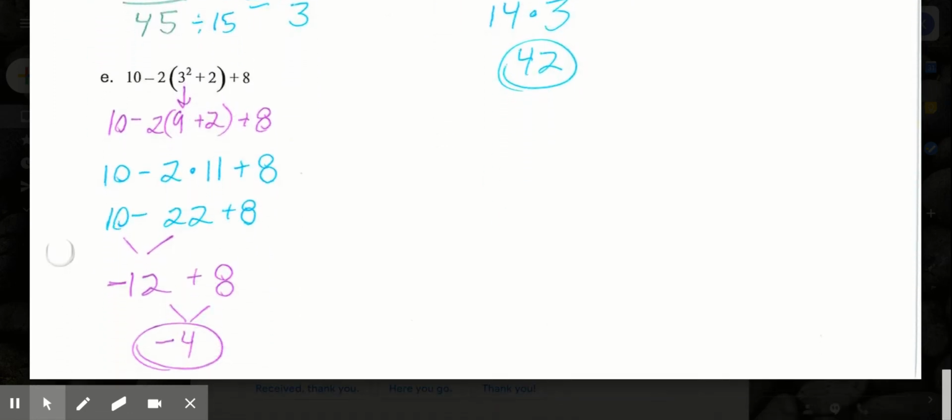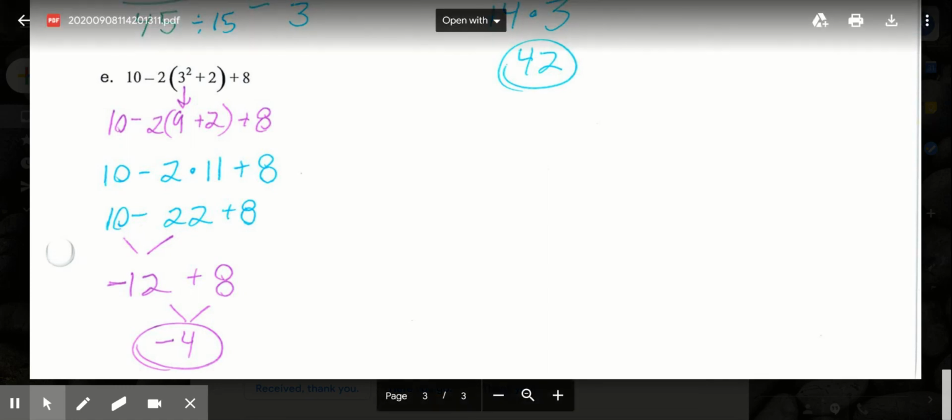Then our last example, example E. So in E, we have 10 minus, and the way this reads would be 2 multiplied by the quantity 3 squared plus 2, and then plus 8. So 2, and then in parentheses, we have 3 squared plus 2. So we need to take care of that 3 squared, which becomes 9.